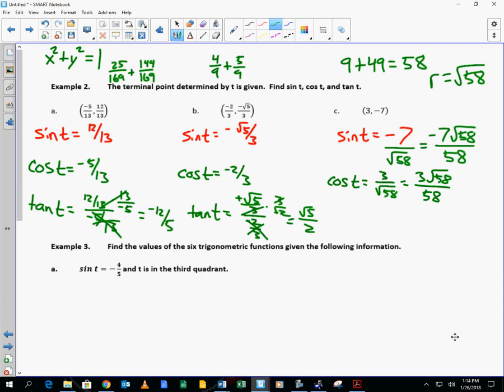How about the last one? How'd you do that so quickly? Y over x, tangent of t is equal to y, which is negative 7 divided by x, which is 3. Boom, done. We good? Did I make my point about the unit circle? Okay, that is not the type of problem that people don't do well on the test. That's just a review from yesterday.